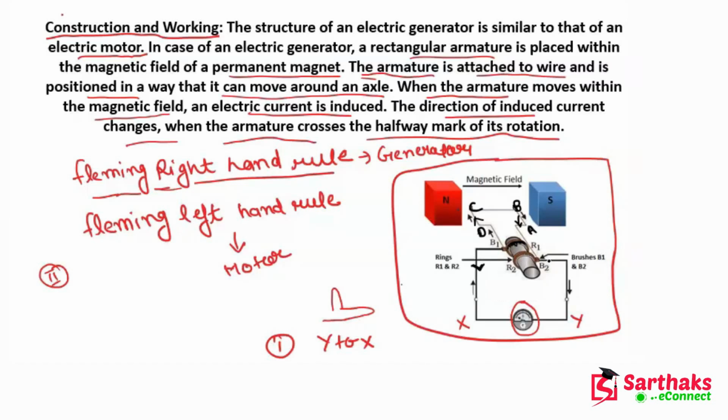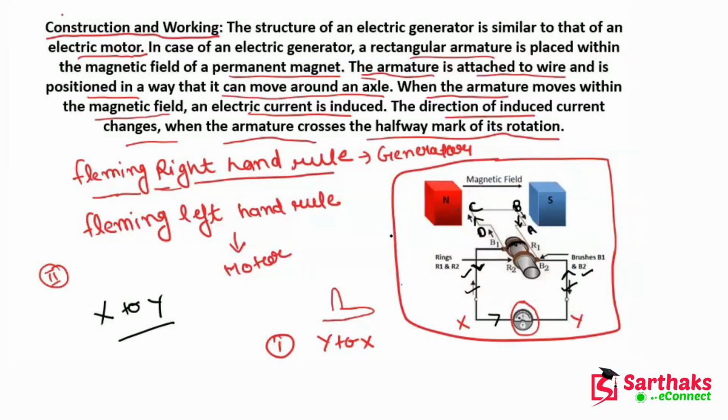So that's why now the direction has changed and it will become like this. Okay, these are the previous direction and these are the new direction after the half rotation. So you can see that the direction of the current now is from X to Y. Okay guys, so you can clearly see that the direction of the currents are changed.